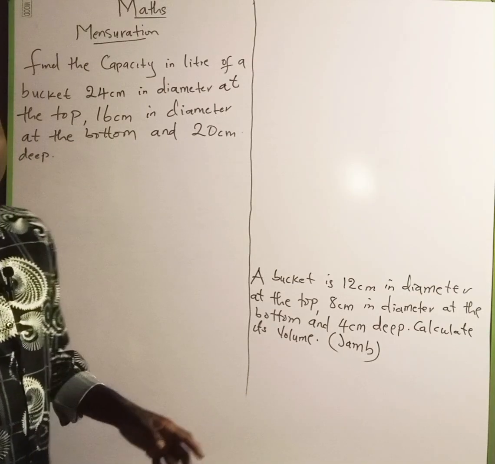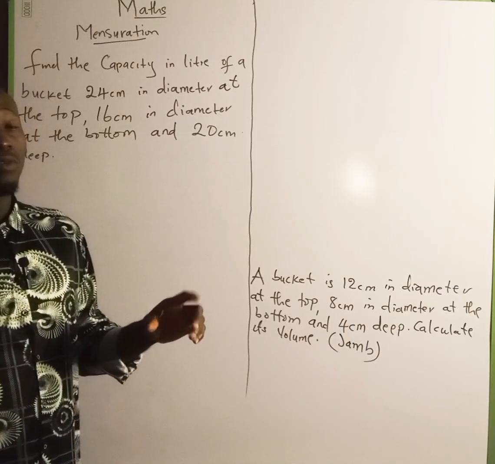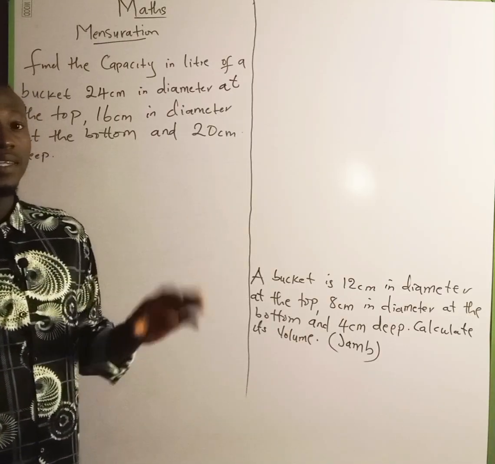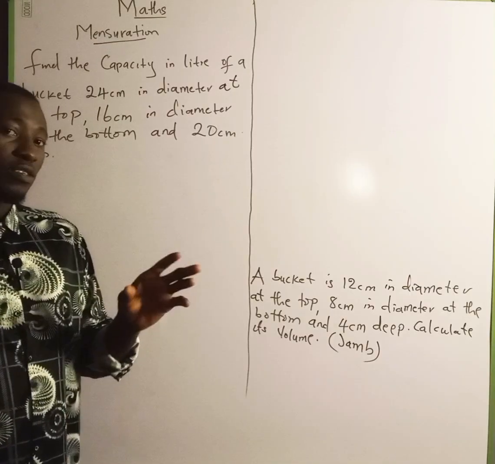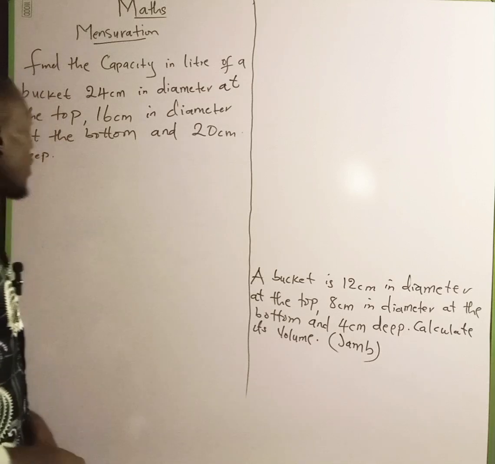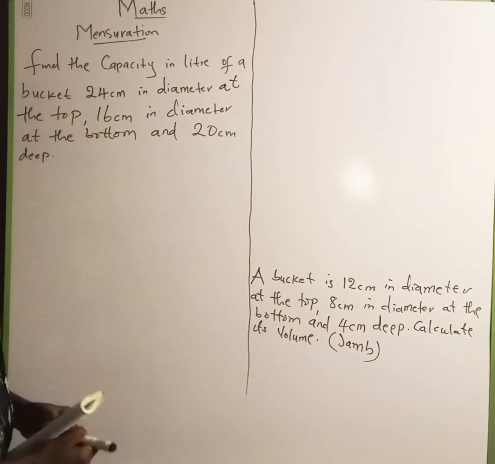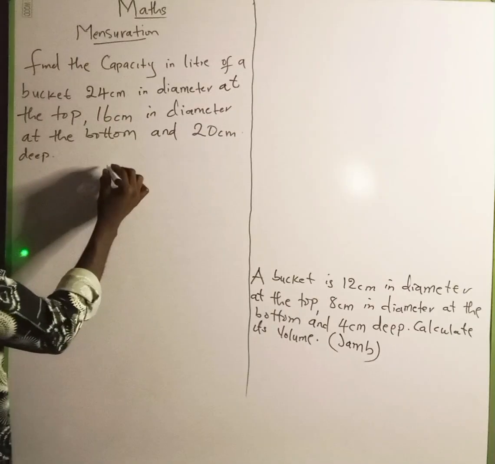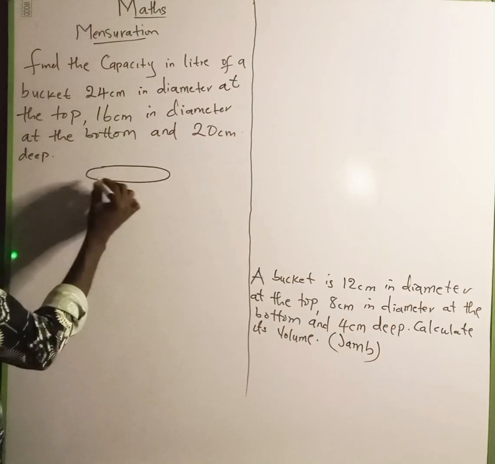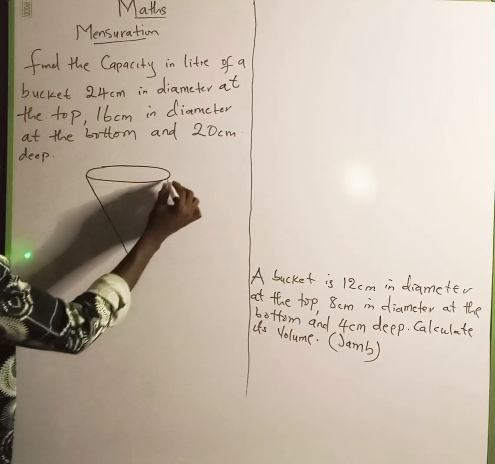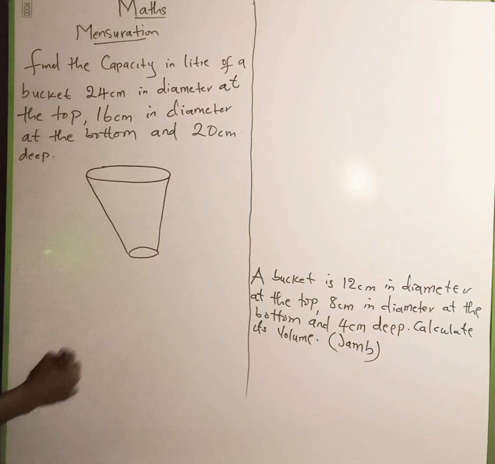Now when you see a question like this, the first thing you are expected to do is to be able to represent this question in a diagram, and you being able to represent it in a diagram already carries its own mark. Now when you say bucket, you already know how a bucket looks like. So this is how a bucket looks like.